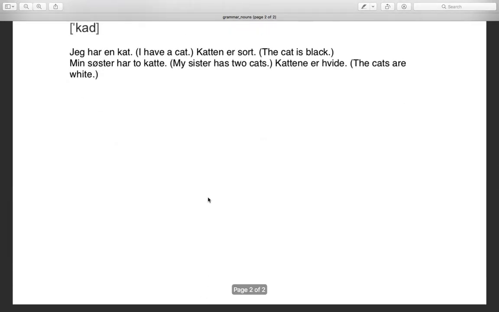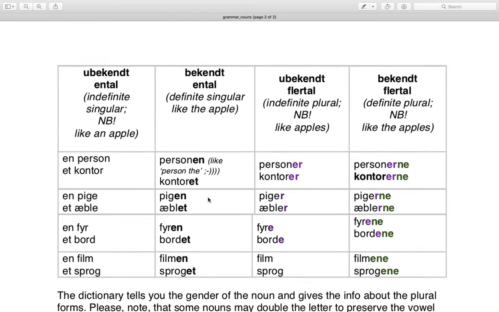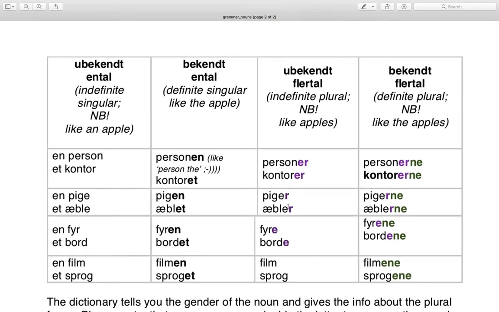Let's look at some examples. Here in the table I made four columns: indefinite singular, a form like an apple, then definite singular like the apple, then indefinite plural like apples, and definite plural like the apples. Ubekendt ental: ental is singular, ubekendt is unknown or indefinite. Flertal means plural, if you want to know the Danish terms.